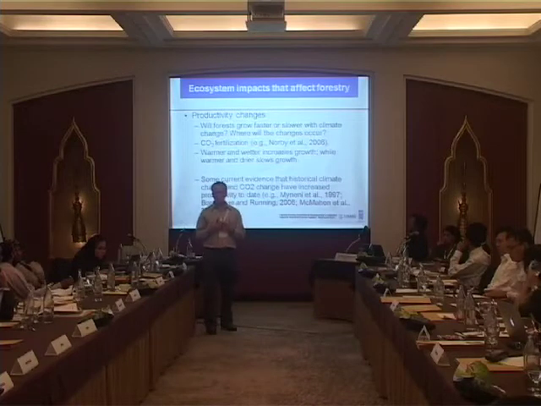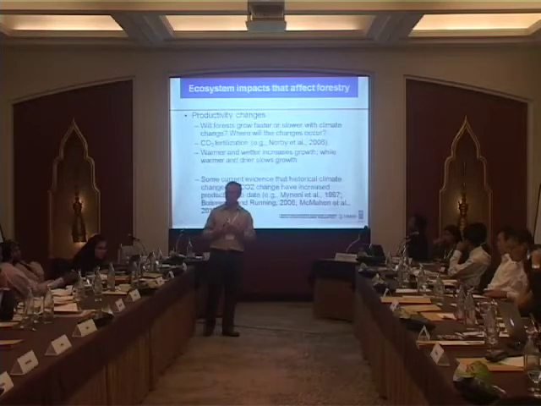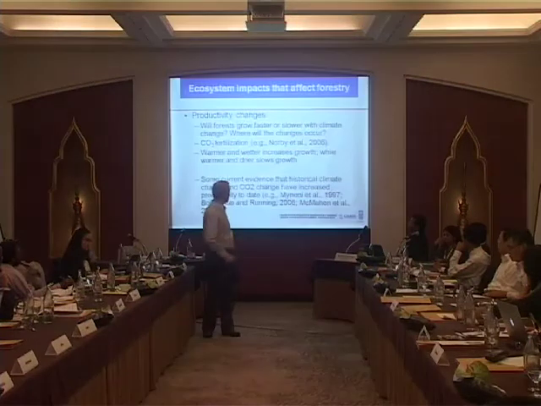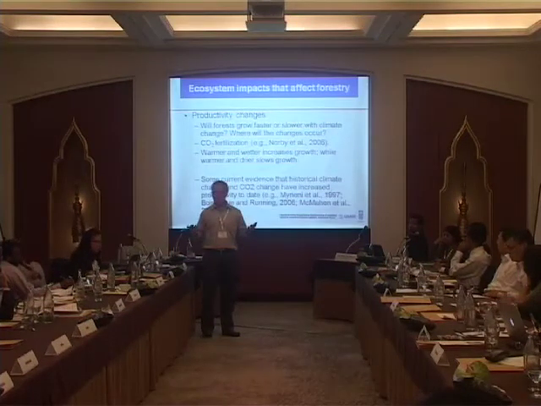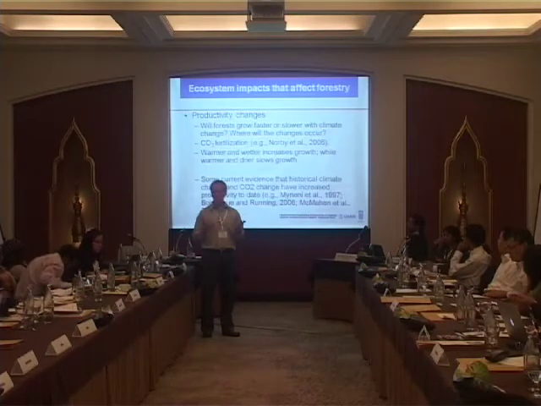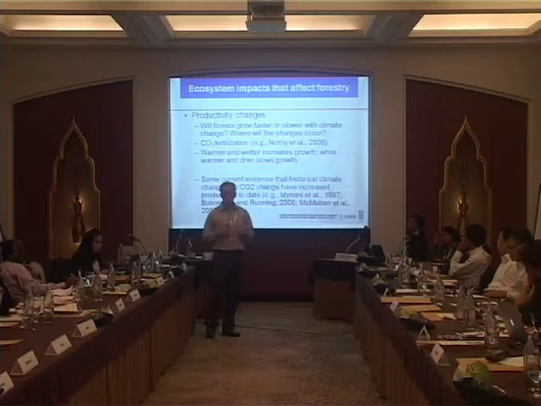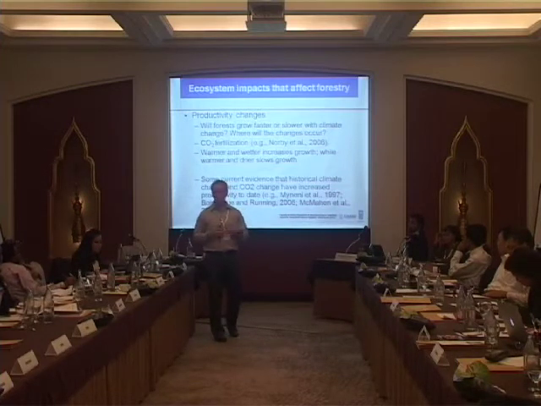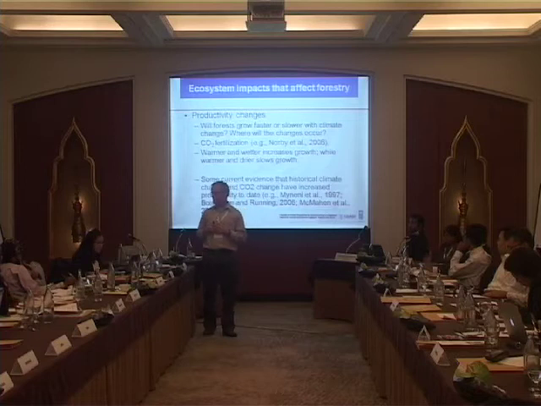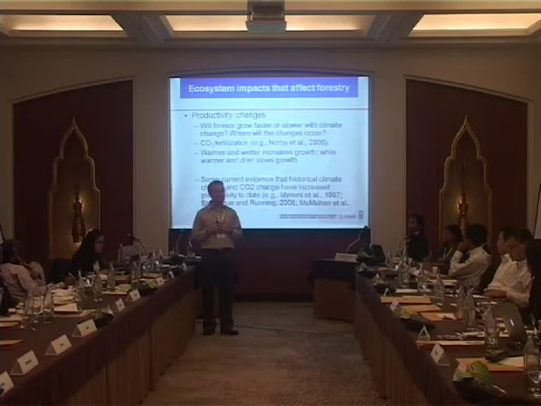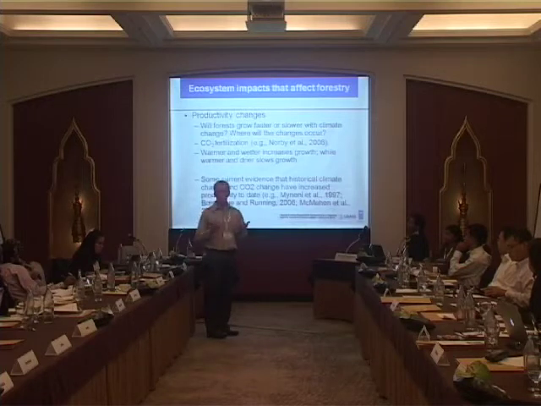So the first set of ecosystem impacts are going to be the productivity impacts. So climate change will alter growth of trees by making it warmer and wetter in some places, warmer and drier in others. So in warmer and wetter places, trees are likely to grow better. In warmer and drier places, trees are likely to grow worse. And there may be even some more devastating impacts than just growing more slowly.